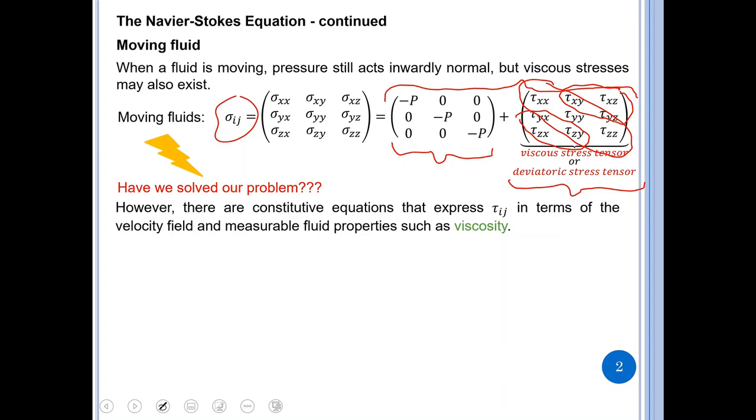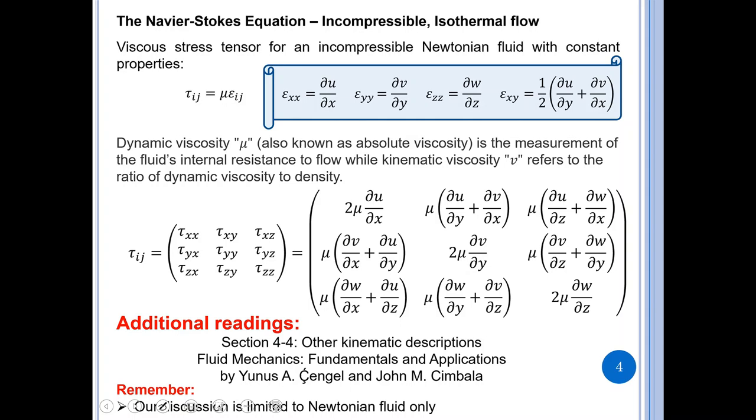So to reduce the unknown, we need to bring in constitutive equations so that we can express shear stresses or the viscous stresses in terms of velocity field and any other measurable fluid quantity or property such as viscosity. To do this, we have learned in solid mechanics the relation between stress and strain. In our case, it is going to be stress is equal to some kind of constant times strain, which is epsilon. Now we are making another assumption that the constant here is the viscosity.